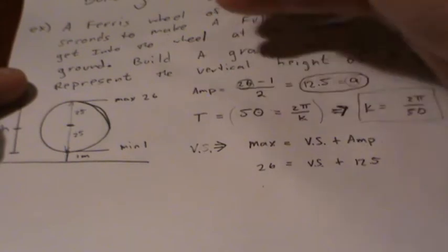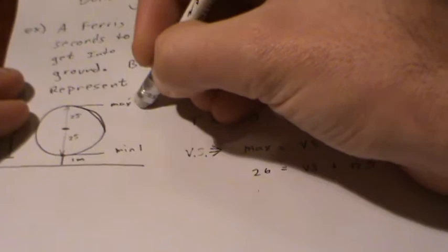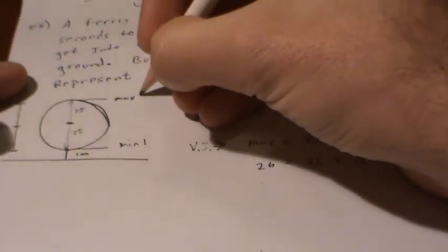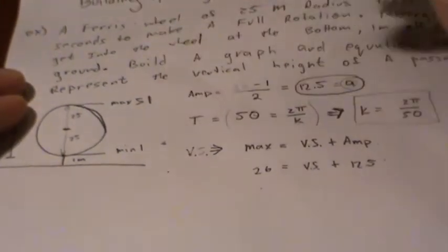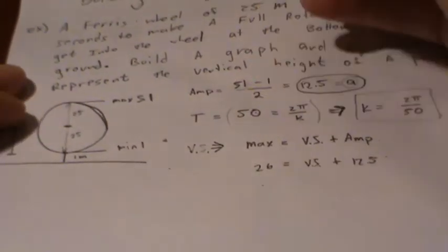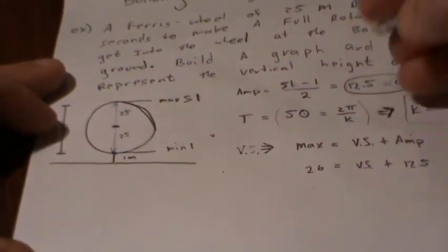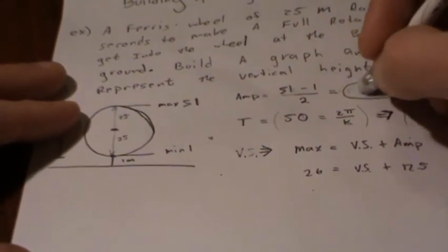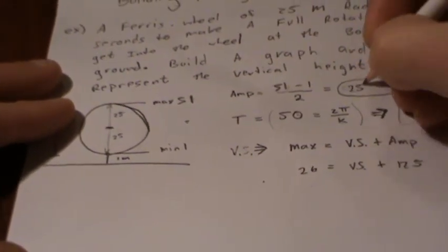Wait a minute, I messed up here. My maximum is not 26. My maximum is 51. Let me demonstrate that. That was a silly error. 1 plus 25 is 26, and then plus another 25 is 51. Thus making my amplitude 51 minus 1 divided by 2, or 25.